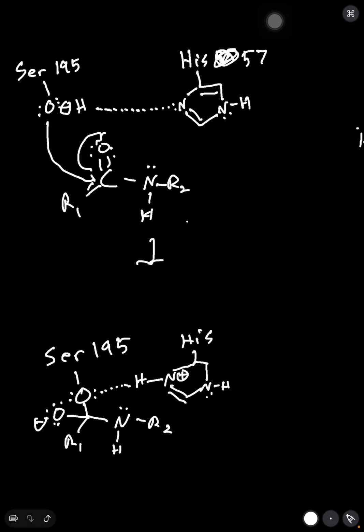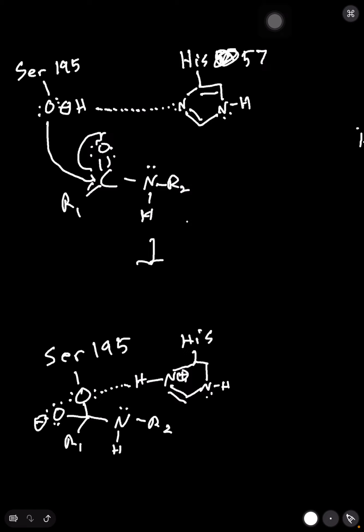Okay, so now at this point we've gotten the oxygen on the serine directly attached to the carbonyl carbon of your peptide. The H is now more associated with the nitrogen in the histidine ring, and then loosely associated with the oxygen of serine. So you're going to see sort of a tug of war that happens for that hydrogen. And you have this negative carbonyl oxygen.